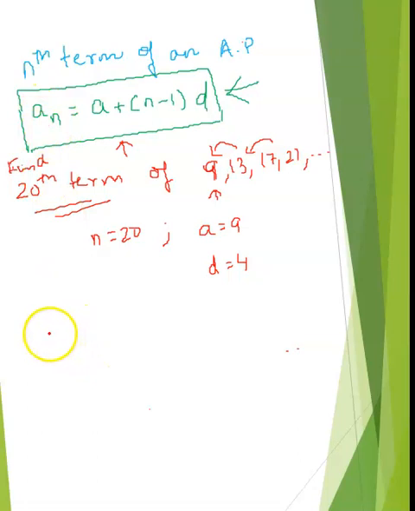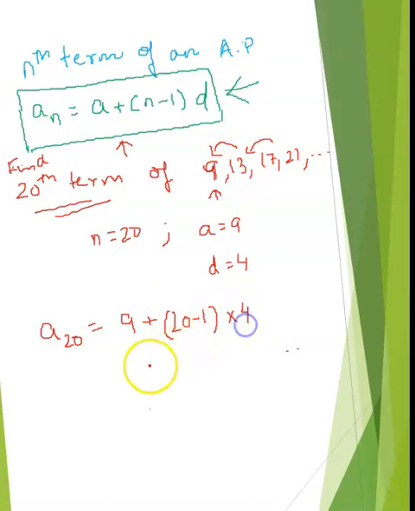So an, this means a20. The question is saying find a20. For the 20th term, a is 9 plus 20 minus 1 into d. What is the value of d? 4. So either you can write directly a plus 19d or you can use this. The value of a is 9, and 20 minus 1 is 19 into 4. Multiplying, 4 nines are 36, 6 carry 3, 4 ones are 4 plus 3 is 7, so 76. Then 76 plus 9 is equal to 85.